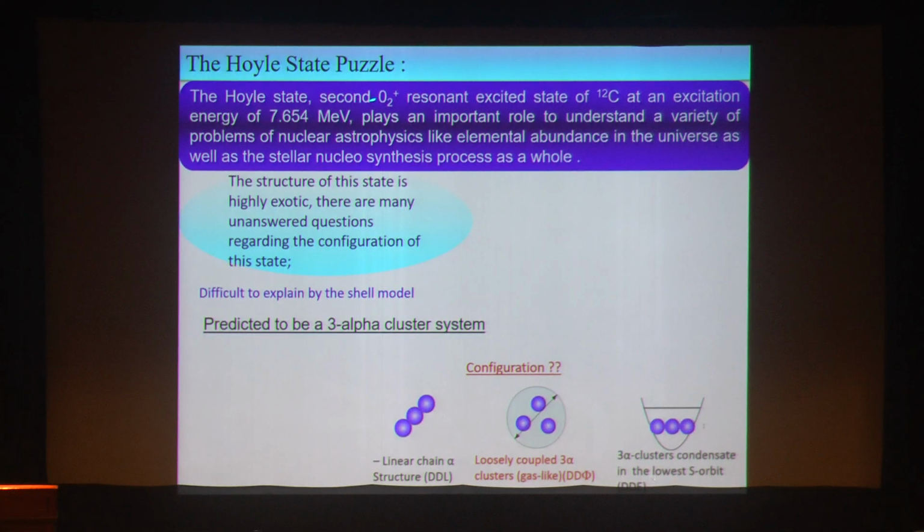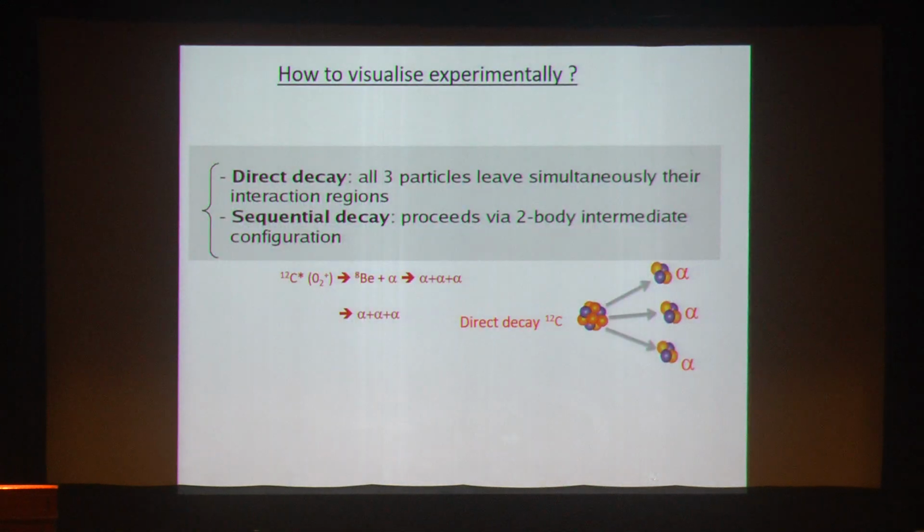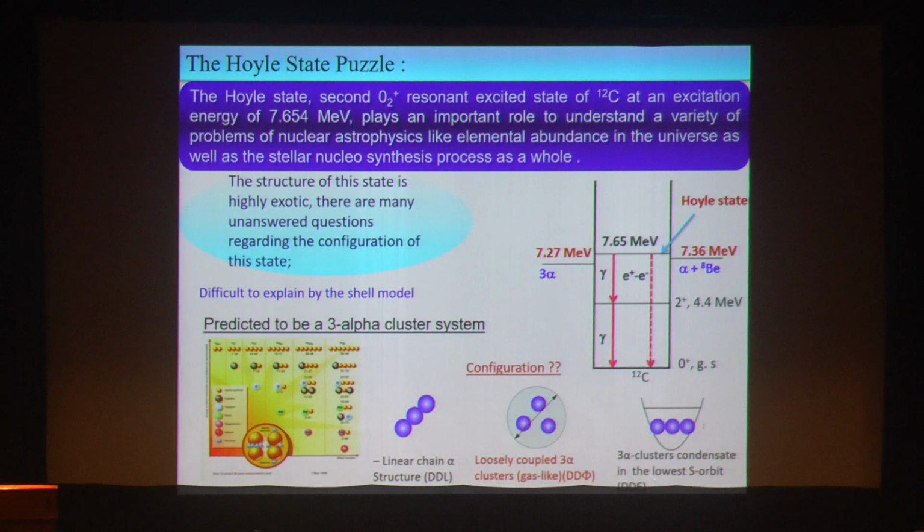So, the Hoyle state puzzle. The Hoyle state is the second 0 plus resonant excited state of carbon, at an excitation energy of 7.654 MeV. It plays an important role in understanding a variety of problems of nuclear astrophysics, like elemental abundance in the universe as well as the stellar nucleosynthesis process as a whole. The structure of this state is very exotic. There are many unanswered questions regarding the configuration of this state.